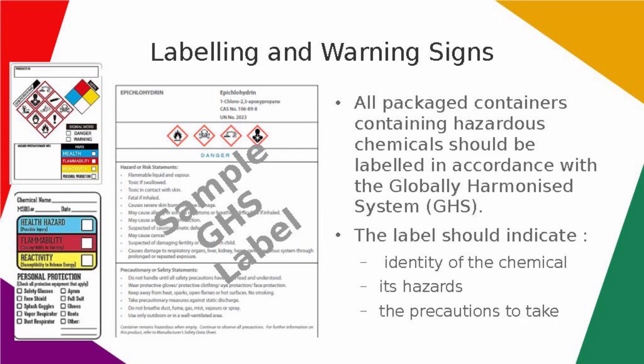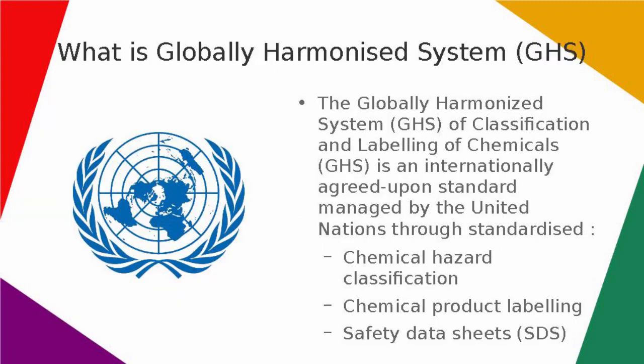All packaged containers containing hazardous chemicals should be labeled in accordance with the Globally Harmonized System, GHS. The label should indicate identity of the chemical, its hazards, the precautions to take. What is the Globally Harmonized System, GHS?